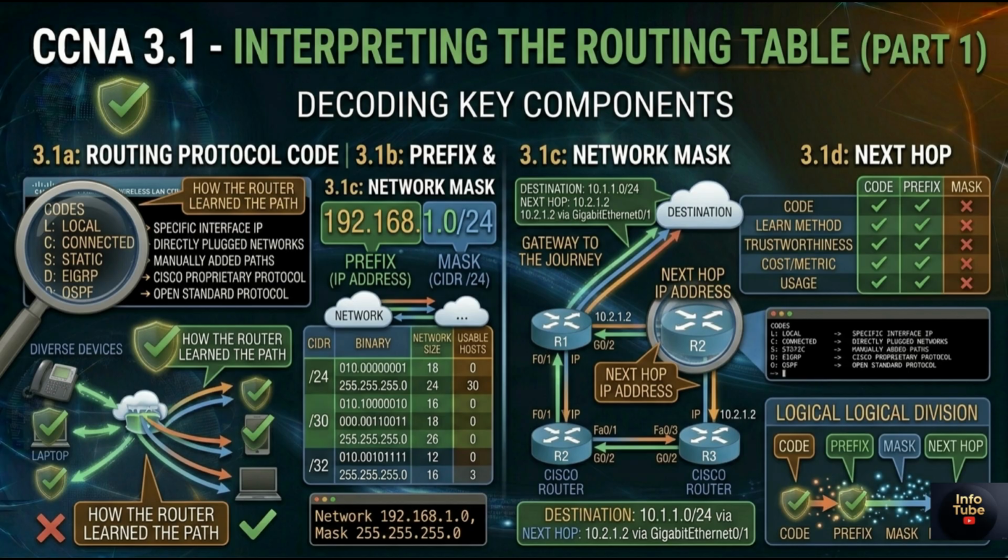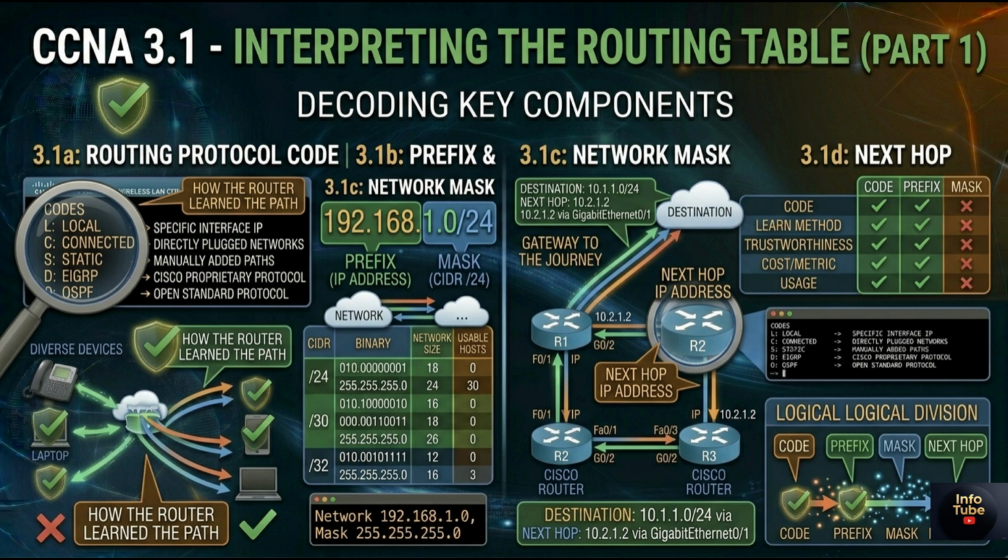3.1b and 3.1c. Prefix and network mask. These go hand in hand. The prefix is the destination network address, and the network mask or subnet mask defines the size of that network. For example, in 192.168.1.0/24, the prefix is the IP part, and the /24 is the mask telling the router that the first 24 bits are the street name.